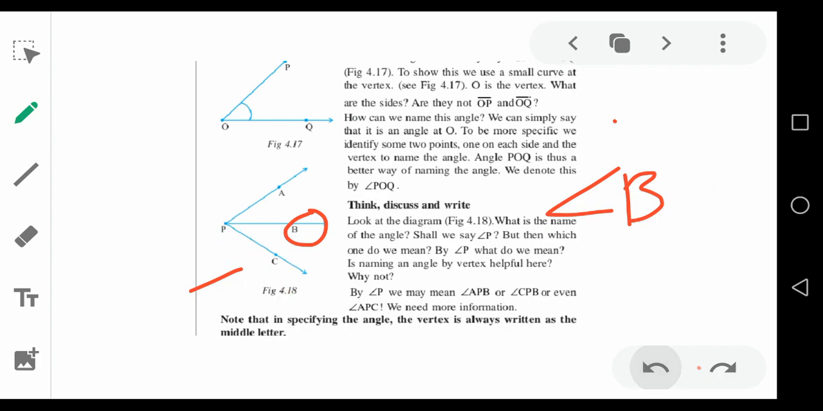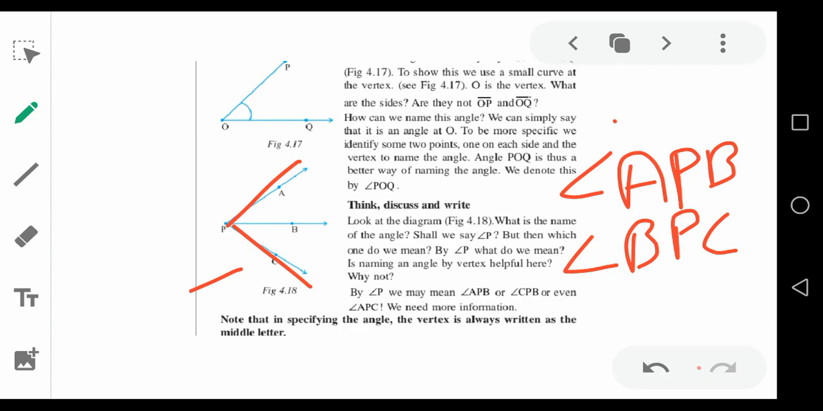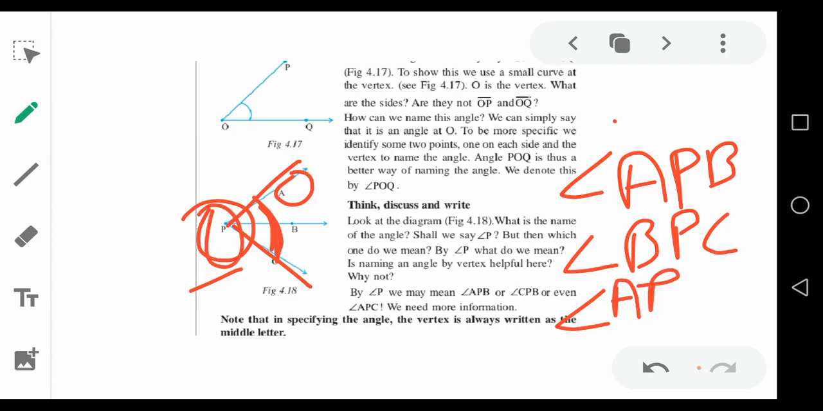So how many angles did we talk about in this figure? That is angle APB and angle BPC. Now we can see one more angle is there. You can see PA is a ray and PC is also a ray and P is a common endpoint for that. So which is the angle formed here? So here you can see one angle. So how will you name that angle? That is angle A. We will start from A. A, P, where is the endpoint? C. So angle APC. So these are the three angles in this figure.